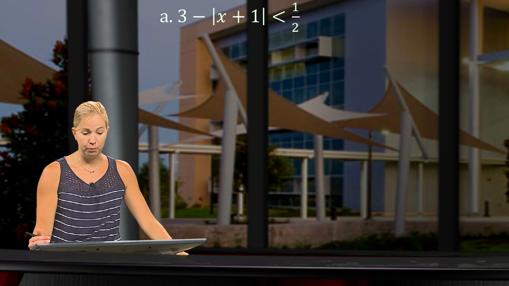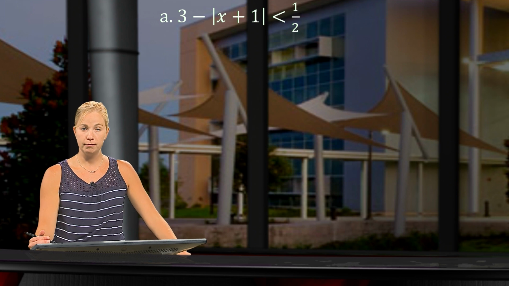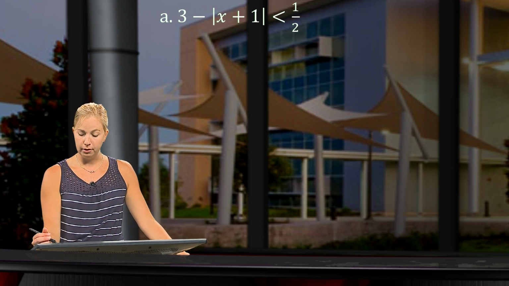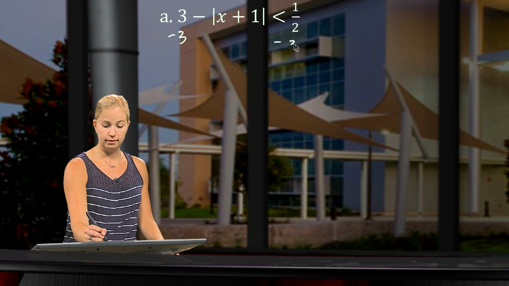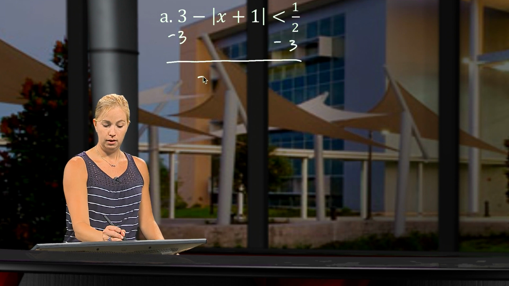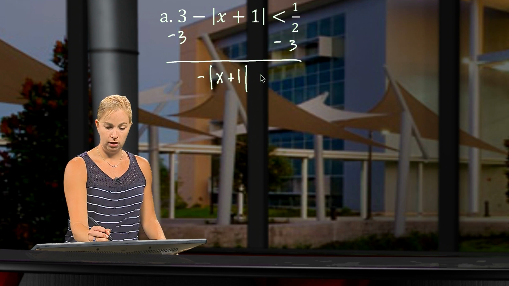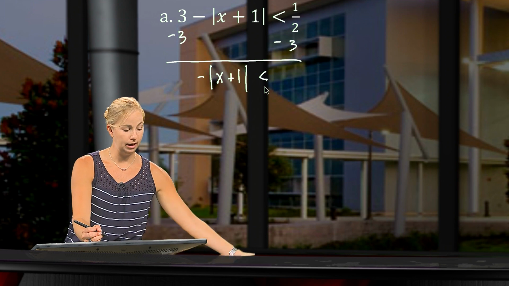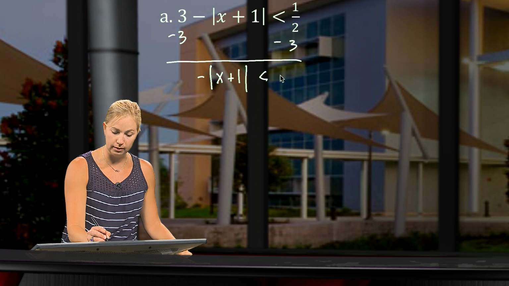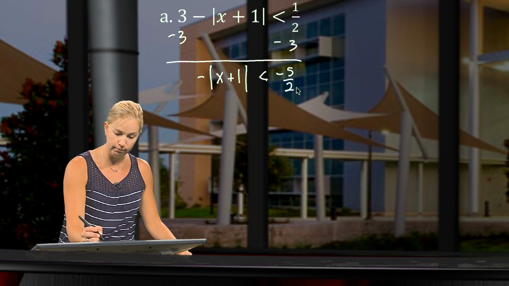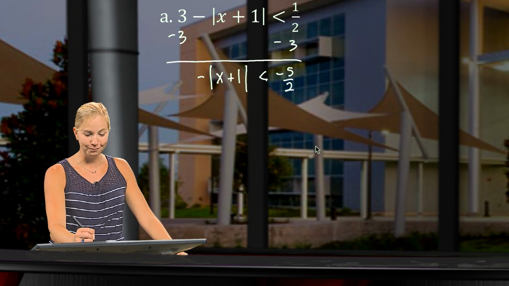So let's look at an example. 3 minus the absolute value of x plus 1 is less than 1/2. First up, we need to isolate the absolute value. So we're going to subtract 3 from both sides. -1 times the absolute value of x plus 1 is less than 1/2 minus 3, which is -5/2. There we go. And we can use our calculators to simplify that a little bit quicker.